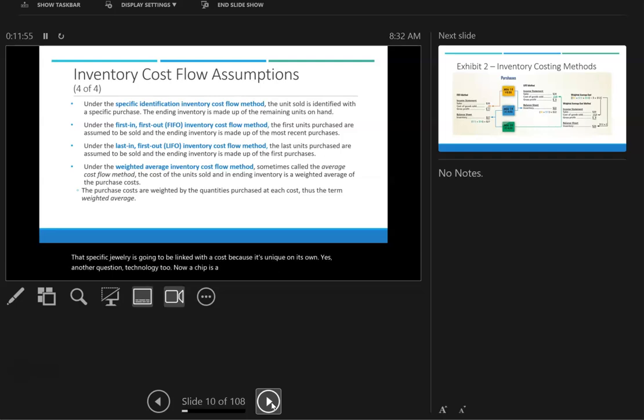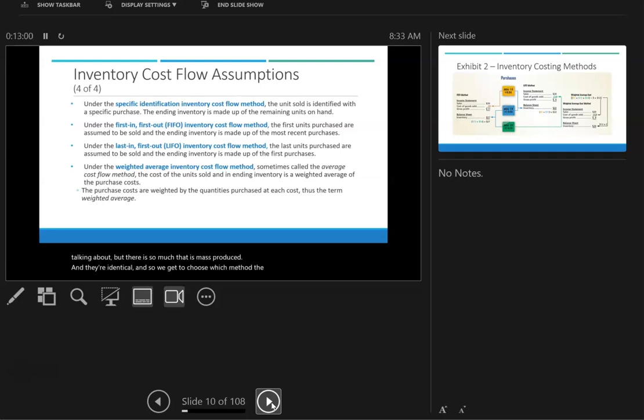Now, a chip is a chip is a chip. You know, they mass produce chips. But if you want a computer that has specific pieces to it, unique items, that's going to be specific identification. Under the first in, first out inventory cost flow method, the first units purchased are assumed to be the first sold, and the ending inventory is made up of the most recent purchases. When they're identical products or items that we are selling, we can use various methods: first in, first out, last in, first out, and the weighted average inventory method. Those will not be used when you have specific identification. But there is so much that is mass produced and identical, and so we get to choose which method.